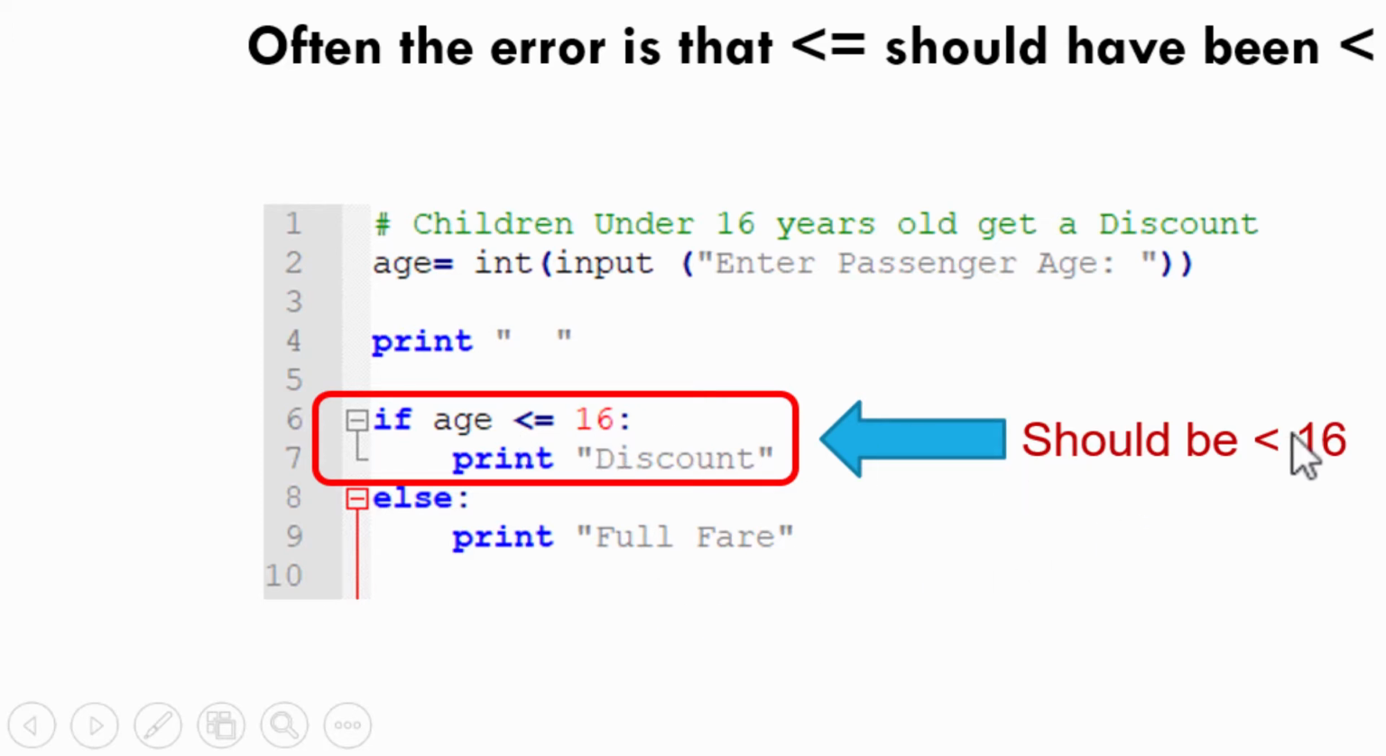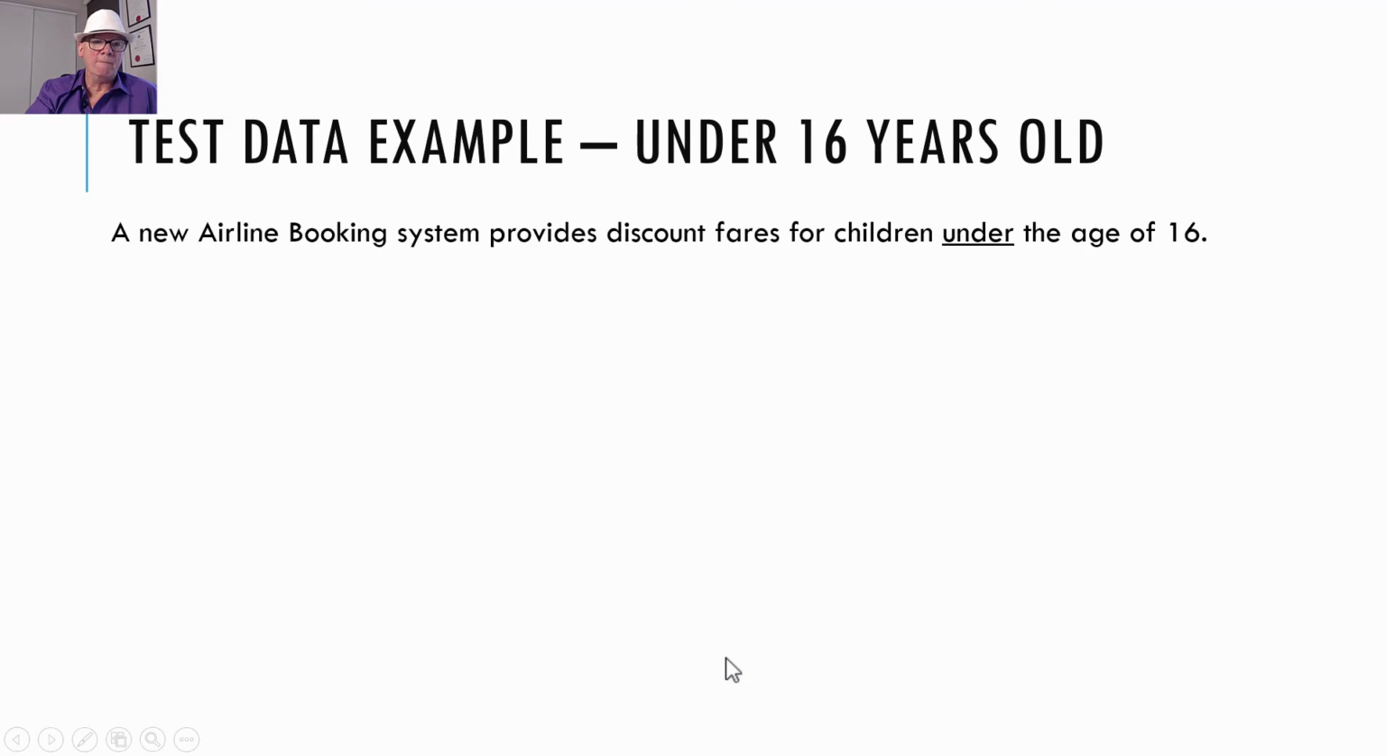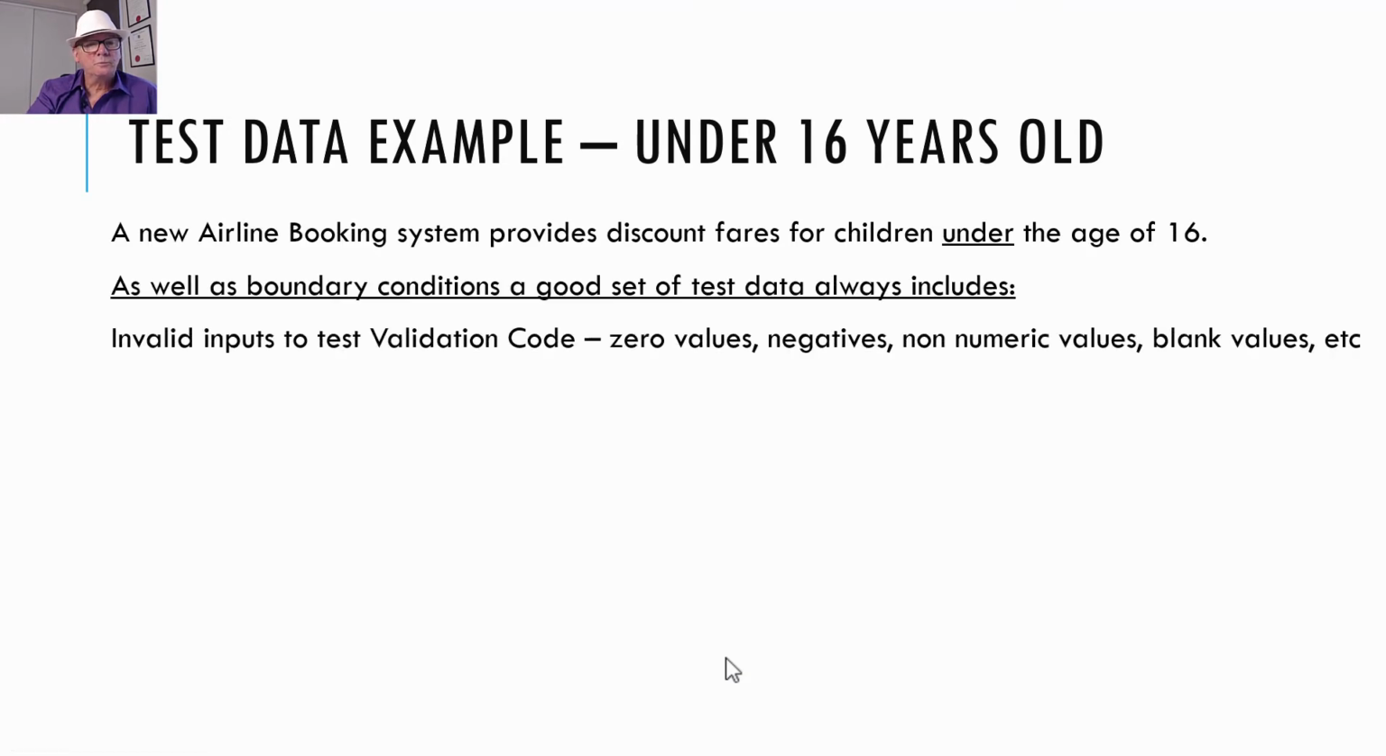So that obviously should have been a less than 16, not a less than or equals to, and then everything would have been okay, all right? If they're less than 16, that's fine, they get the discount, but if they're equal, they don't. So if you just knocked out the equal sign from that code and just had it less than 16, that would all work fine. Okay, so as well as boundary conditions, you should also test your validation, of course.